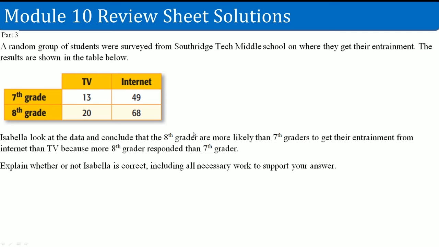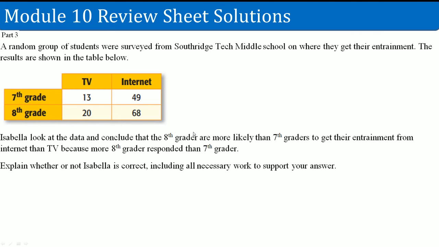Isabella looks at the data and concludes that the 8th graders are more likely than the 7th graders to get their entertainment from the internet than TV because more 8th graders respond than 7th graders. Explain whether or not Isabella's correct. Include all your necessary work to support your answers.